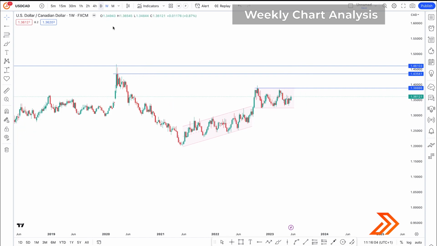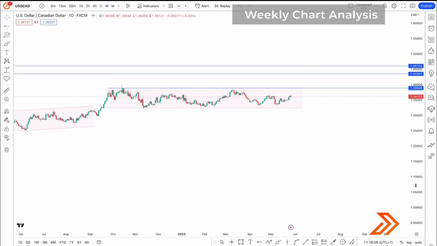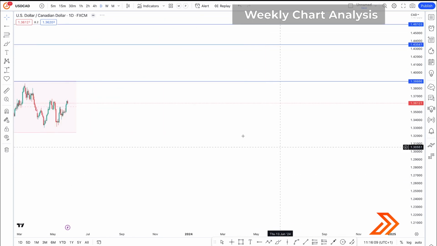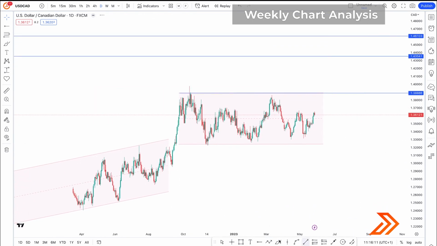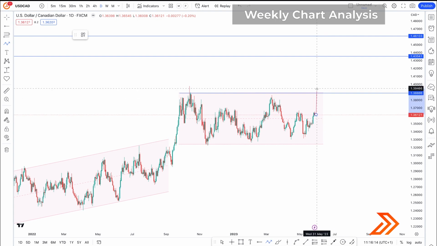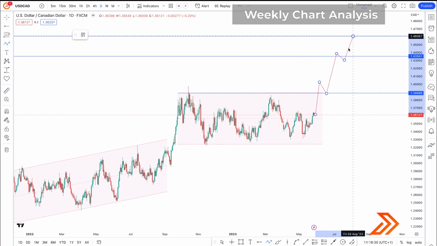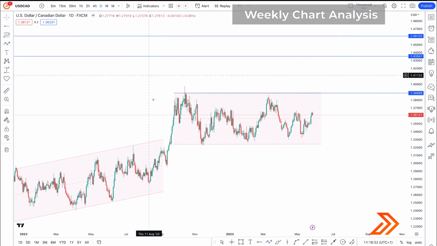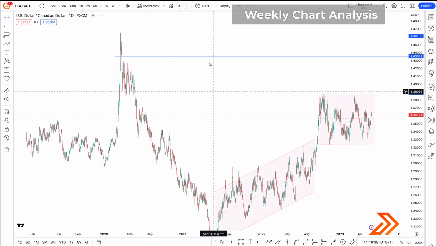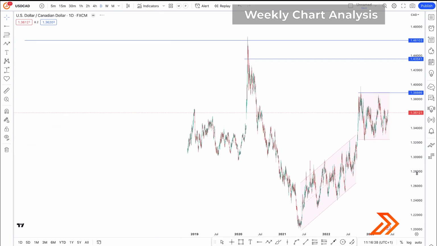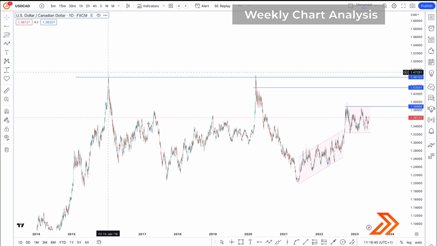So what I'm expecting to see on the daily time frame, let's go on the daily time frame, guys, is for price to make a breakout of this box, and then I should expect to see a retest of the support zone, and then a further bullish move to this zone. So all I'm expecting to see are further bullish buyers on USD CAD, because I'm expecting USD CAD to go back up and test this high that we have here.